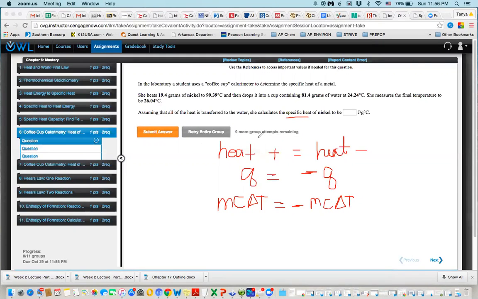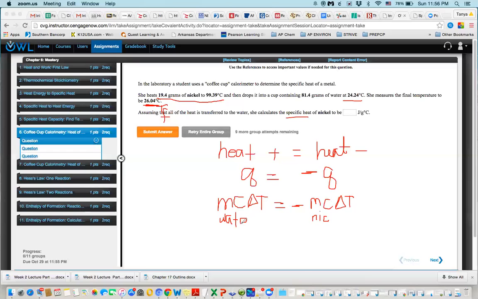Okay, so take your information that you're given for each substance. You've got to think about which one's losing heat, which one's gaining heat. So she heats the nickel to this temperature and then drops it into a cup of water, and the water is at this temperature. The final temperature is the final temperature of both the nickel and the water. So this is your TF for both of the substances. Okay, so which one is losing heat energy? That's right, the nickel. So all the nickel information is going to be on this side of the equation. And then this side is going to be the water information.